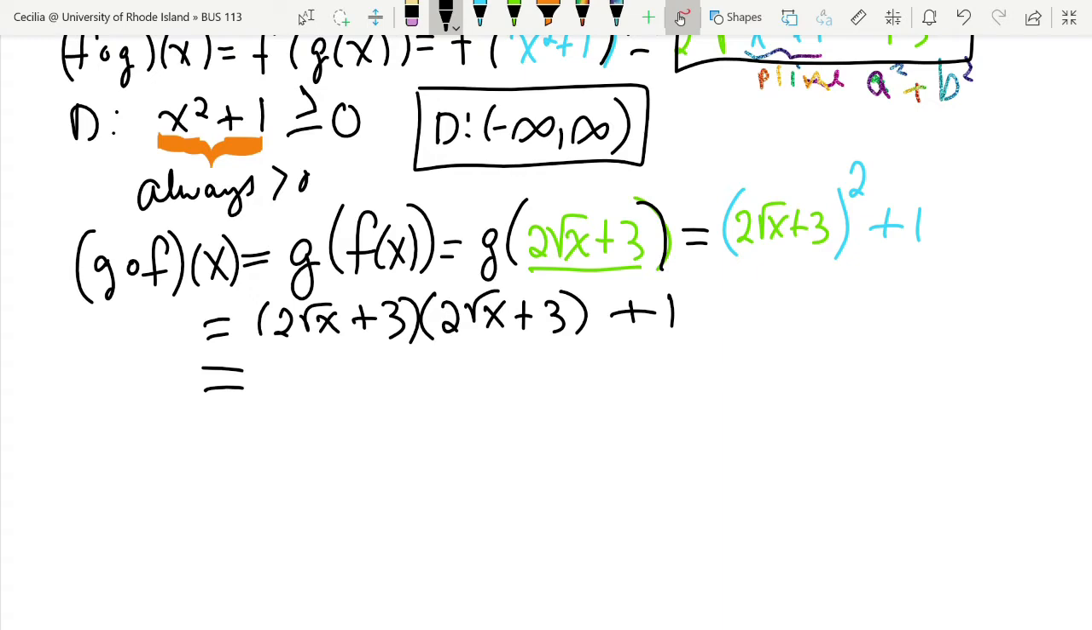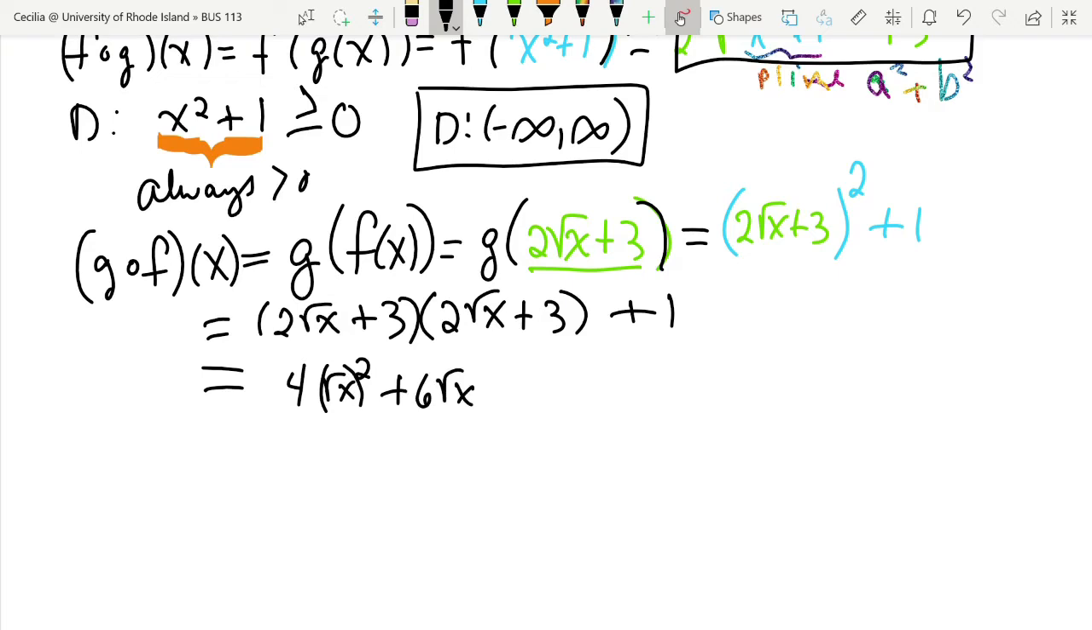So we're going to use FOIL, or the distributive property. First: 2 times the square root of x times 2 times the square root of x is going to be 4 times the square root of x squared. I'm really hoping you're starting to see that that is going to cancel out. Now outer, we have 3 times 2, or 6 square root of x.